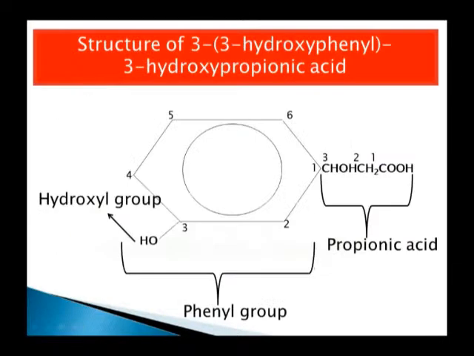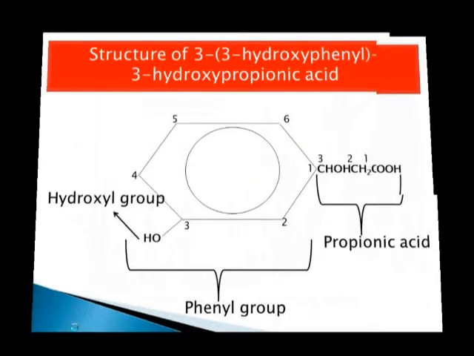Let's focus a little bit on the biochemistry, the chemical structure of this HPHPA, the 3,3-hydroxyphenyl-3-hydroxypropanoic acid. We notice that it has this 6-carbon ring, a benzene ring, that has a hydroxyl group attached to it. Then we've got this propanoic acid grouping on the outside on carbon 1. This particular structure, this 6-carbon ring with the hydroxyl group, is called a phenol. So they're calling it a phenyl group or a phenol. We'll come back to that in a sec.